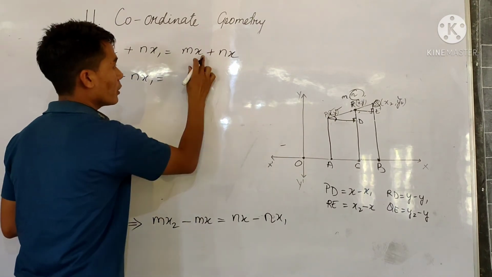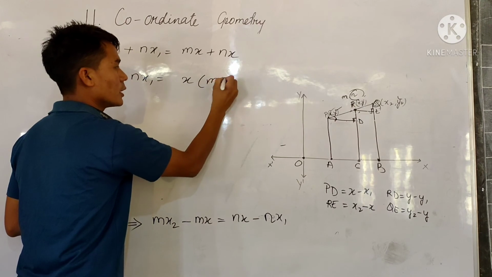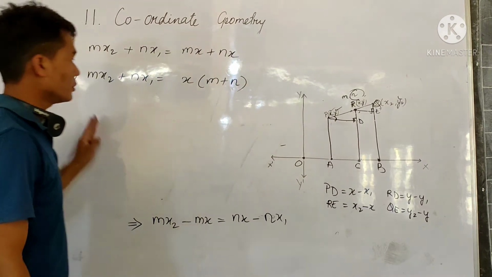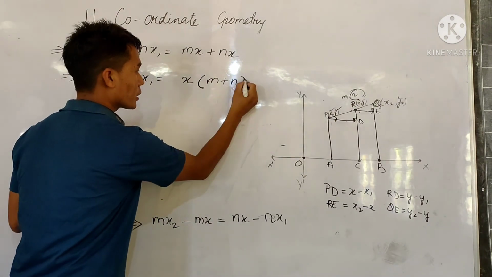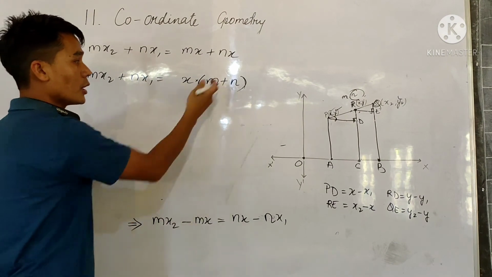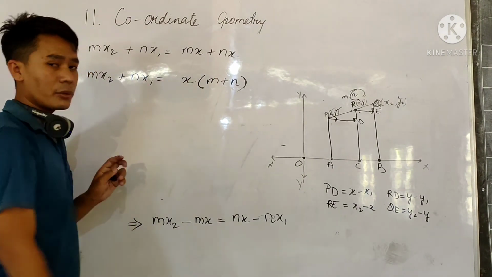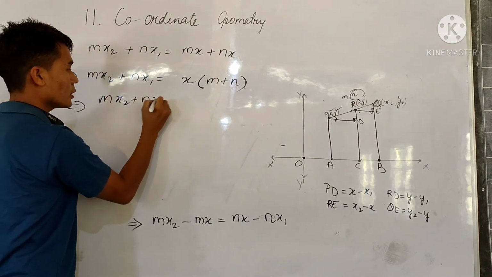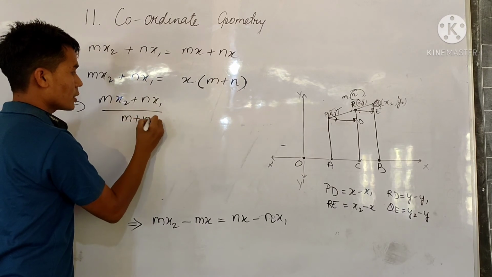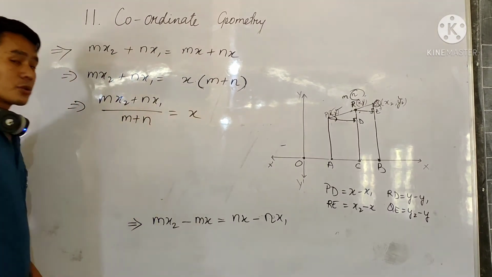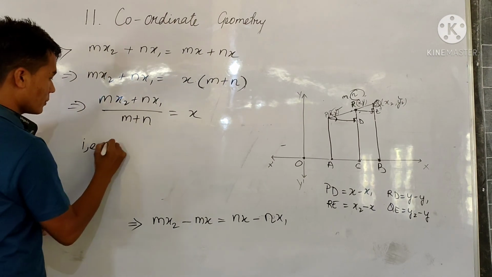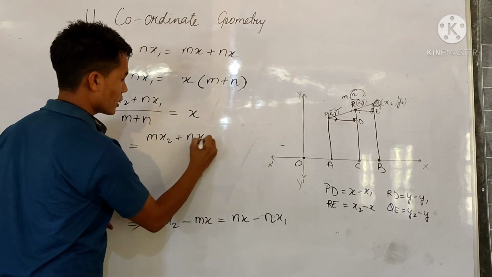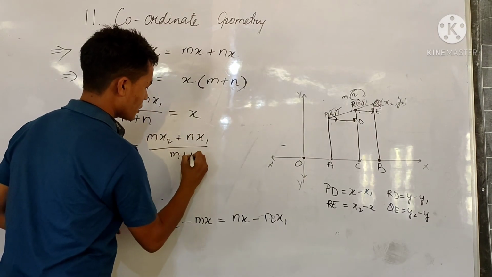In these two terms, we have x common. So we are taking x common, m plus n. Now transfer this m plus n again to the left-hand side. Here when we have a bracket, in the middle is multiplication. If you transfer to the left-hand side, multiplication will change to division. So we will get mx2 plus nx1 by m plus n is equal to x. So the coordinate x is equal to mx2 plus nx1 by m plus n.